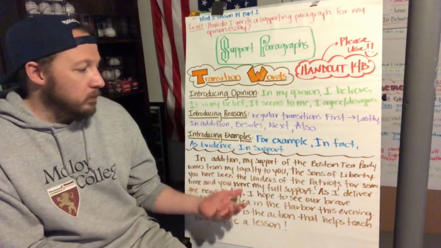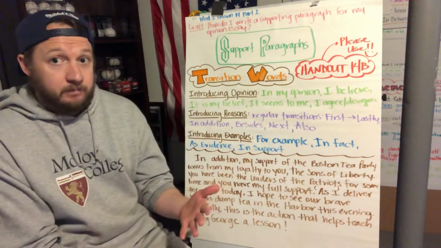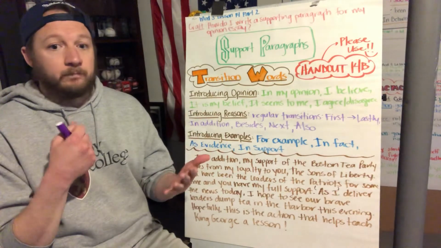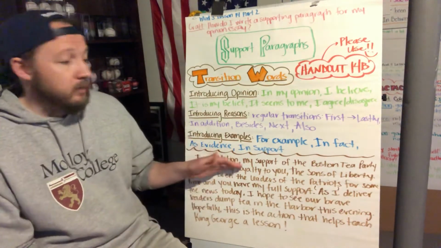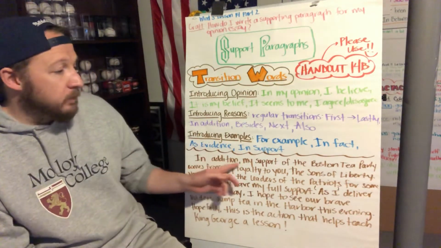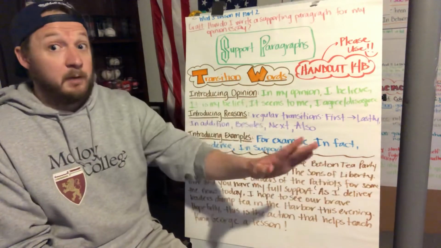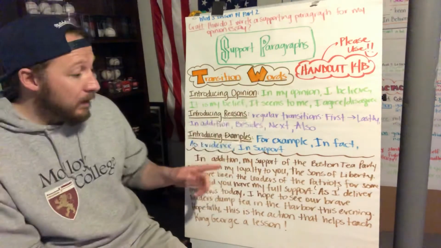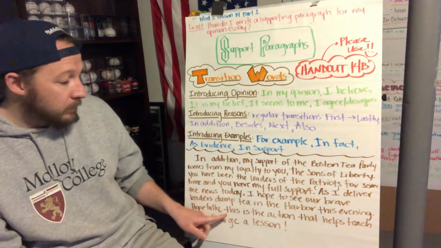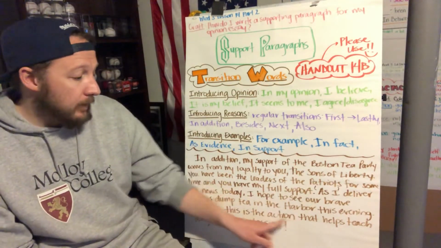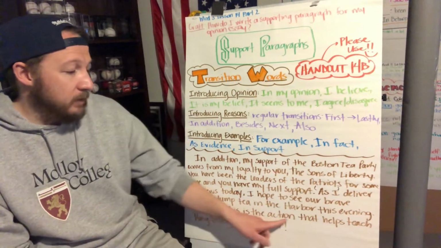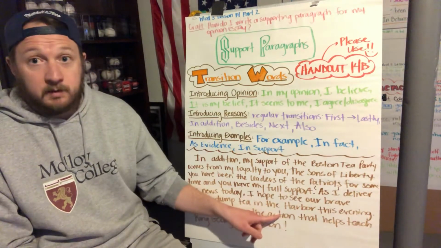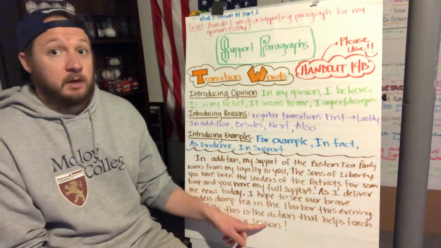Okay? So, I did a couple of things that are just opinion paragraph must-dos. I start off with my opinion. In addition, my support of the Boston Tea Party. I give my opinion right there. I'm supporting the Boston Tea Party, that's what it is. I also end with my opinion. I'm saying that hopefully this is the action that helps teach King George a lesson. So I'm supporting the action, which is the Boston Tea Party, so we can teach King George a lesson.